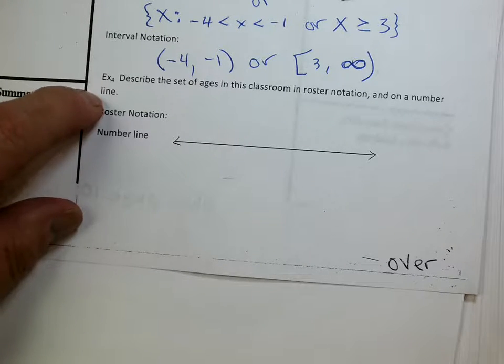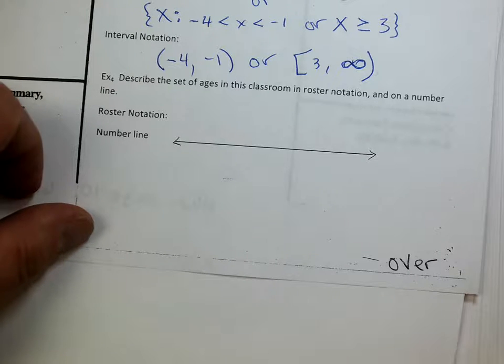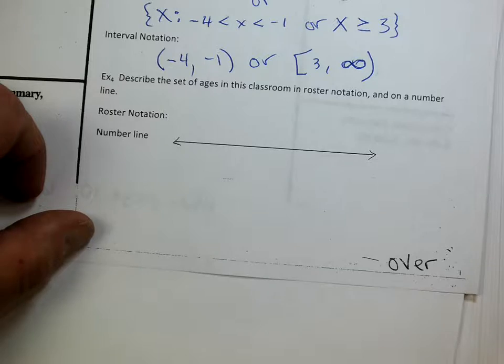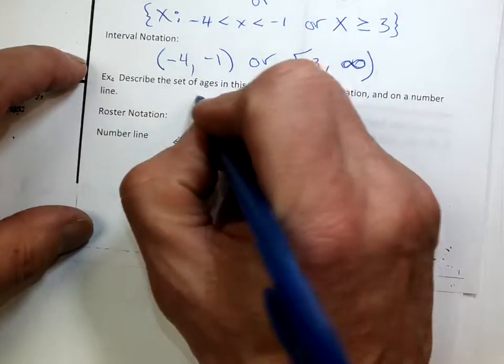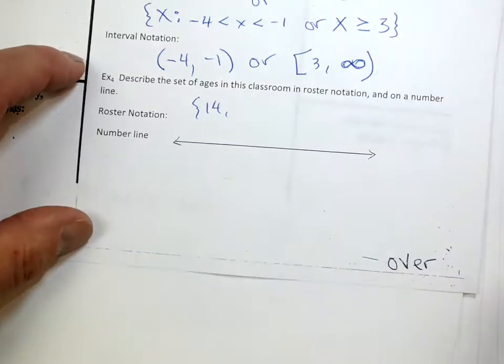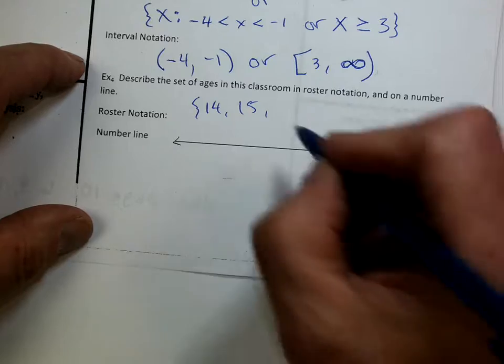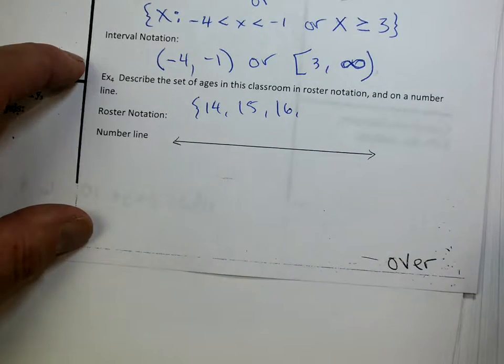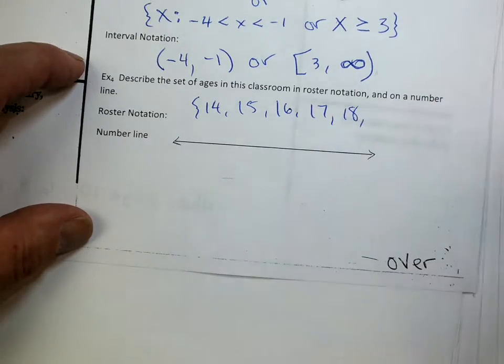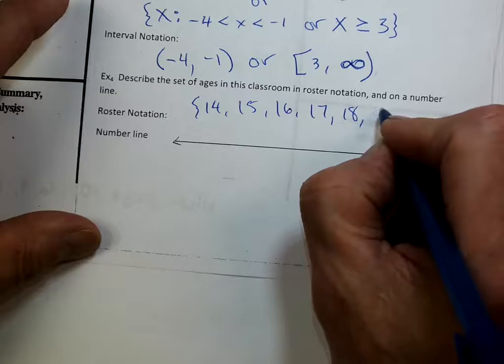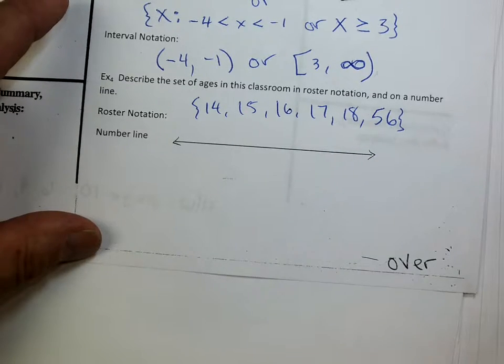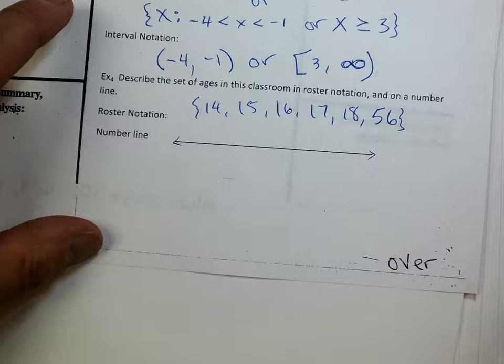Okay, describe the ages in this classroom in roster notation. Okay, so let's see. Is anybody, you got to be honest, anybody 14? Anybody younger than 14? Okay, so we got 14, right? So let's go 14. 15? Oh, yeah, we lost people 15. Anybody 16? All right. 17? Okay. 18? Okay. And yes, there is somebody in here, 56. How sad. That's our roster notation.